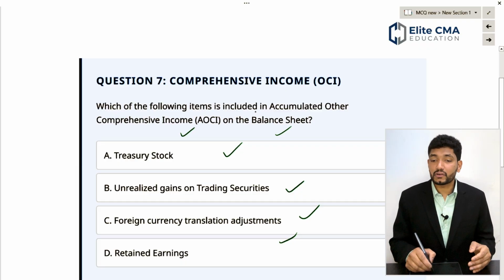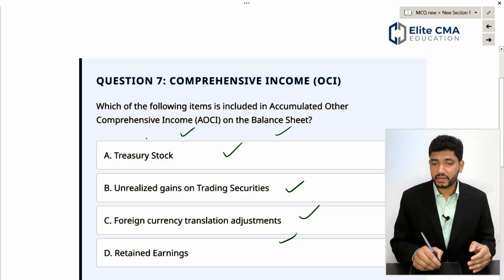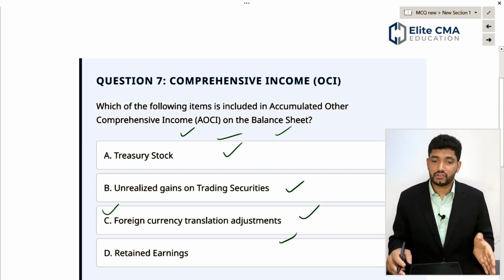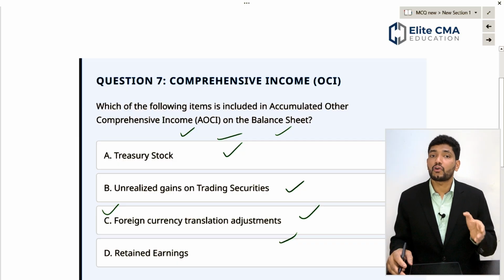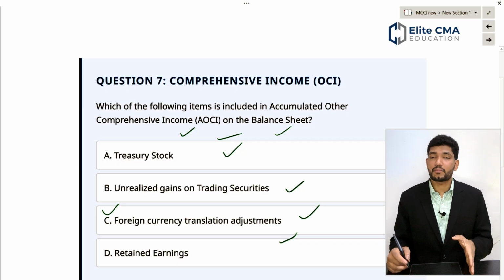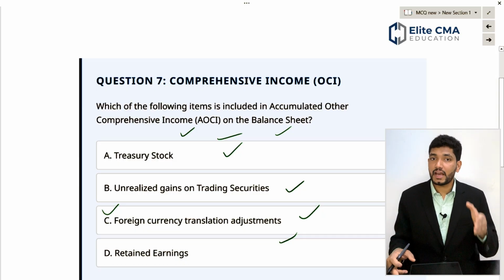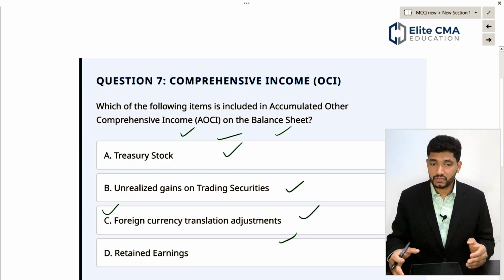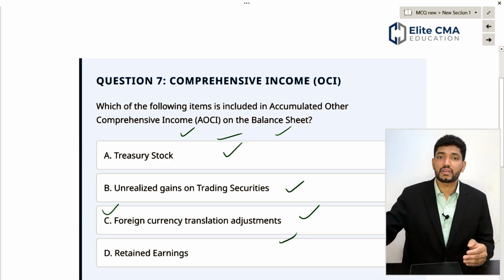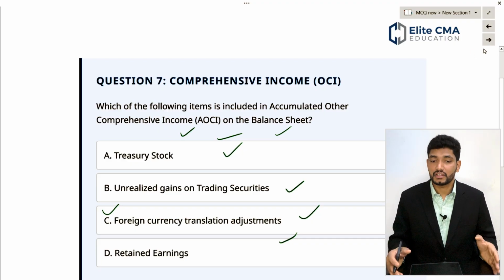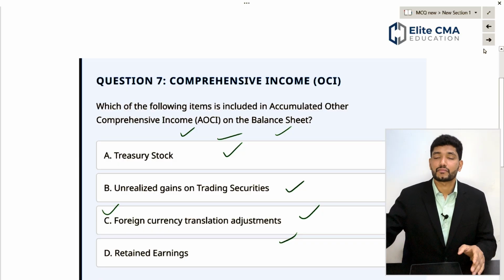Which of these items is included in the accumulated other comprehensive income on the balance sheet? If you look into the options, you can find that option C is the right answer here. None of the other options will show in accumulated other comprehensive income. Only foreign currency transaction adjustment will appear in the accumulated other comprehensive income or accumulated other comprehensive balance in the balance sheet.